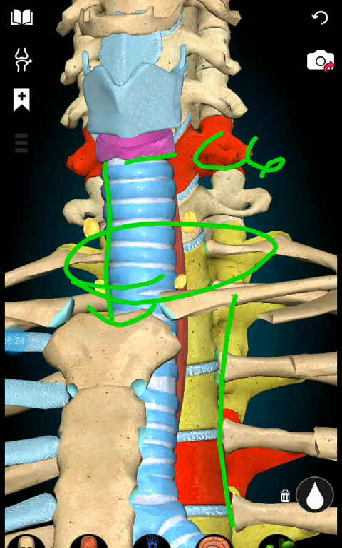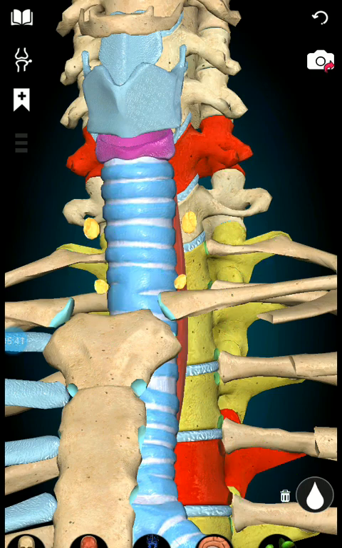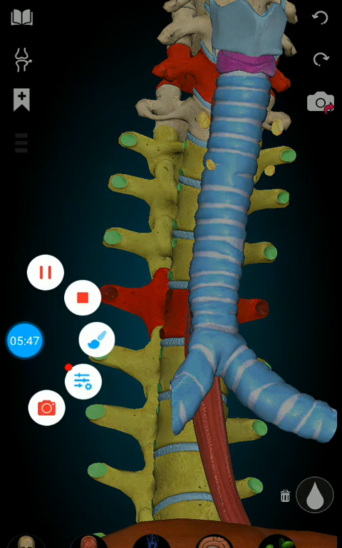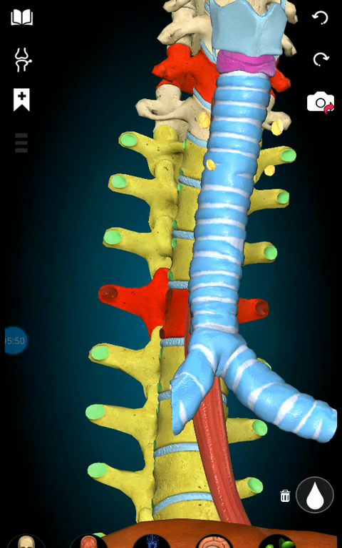Then afterwards, it moves downwards and backwards behind the manubrium sterni. This is the manubrium sterni. Then it terminates at the level of the fourth thoracic vertebra, where it bifurcates into the right and left principal bronchus. So let me show the bifurcation. That is where the bifurcation is. It is easily seen here. This is the T4 vertebra, where it bifurcates into the right and the left principal bronchus, and that level corresponds to the level of the sternal angle. So that is all about the trachea.